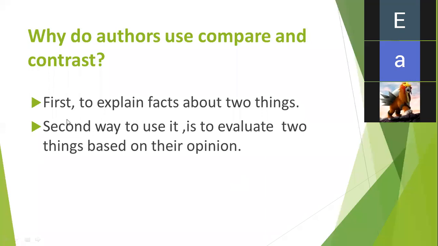All right. So we actually make a mistake here, that we do not know what the meanings of these words are. Compare and contrast, we only go for stating the differences. So why do authors compare and contrast? Firstly, they explain facts about two things. Second way is to use it to evaluate two things based on their opinion. They are going to find similarities or differences about two things according to their own opinion. Compare and contrast actually helps us connect new information to what we already know.